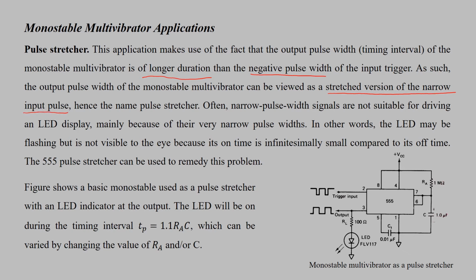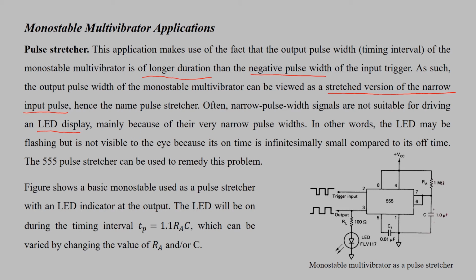Often, narrow pulse width signals are not suitable for driving an LED display, mainly because of their very narrow pulse width. In other words, the LED may be flashing but is not visible to the eye because its on time is infinitely small as compared to its off time. The 555 pulse stretcher can be used as a remedy to this problem.